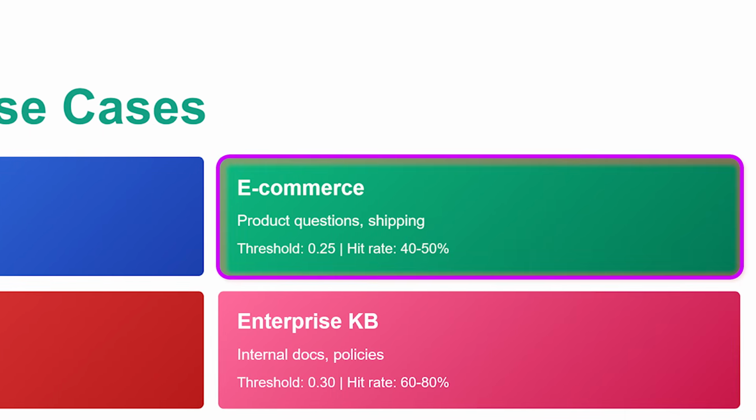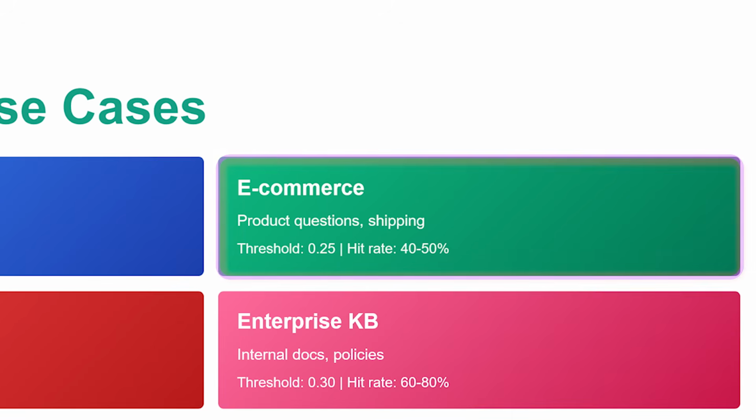Second, e-commerce FAQ systems, like product questions, shipping, and returns. Go a bit lower on the threshold, maybe 0.25, add an LLM reranker if you want a better guardrail, and you are looking at 40 to 50% hit rates with high accuracy.